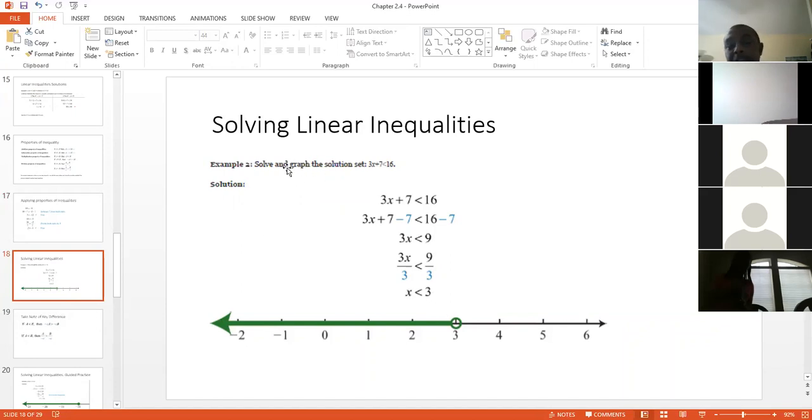They also ask for you to graph the solution. So it's an open circle. It's not inclusive, so open circle, and all the values to the left. If it asks for interval notation, you can say parentheses, negative infinity, comma, 3, parentheses. No brackets. They didn't ask for it, so you just have to graph it.